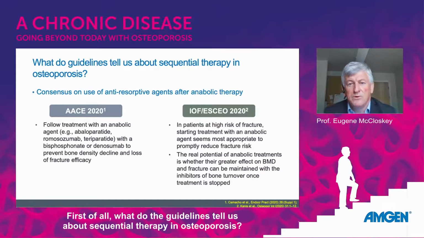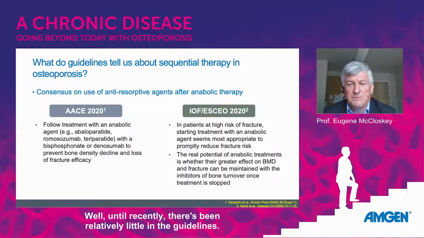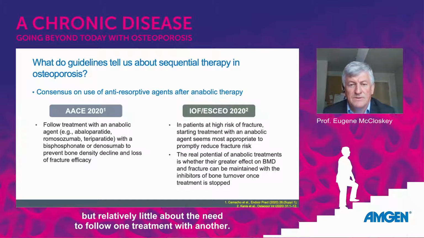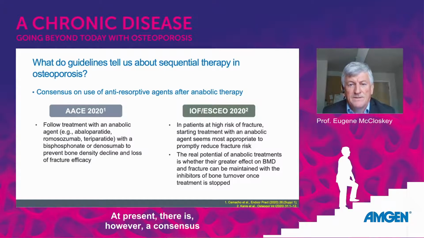So first of all, what do the guidelines tell us about sequential therapy in osteoporosis? Well, until recently, there's been relatively little in the guidelines. There's been a lot of information about the treatment options that are available to us, but relatively little about the need to follow one treatment with another. At present, there is, however, a consensus on the need for anti-resorptive agents after anabolic therapy.